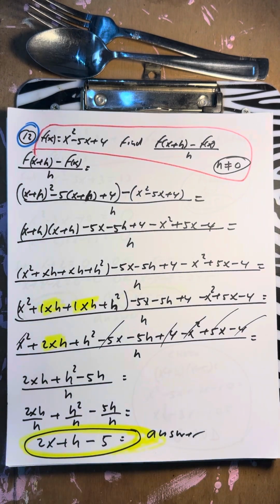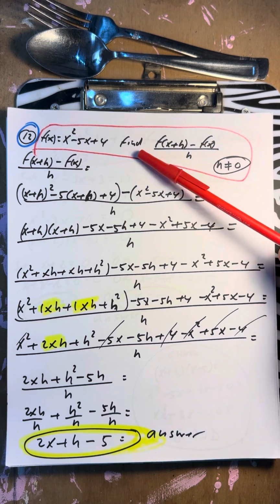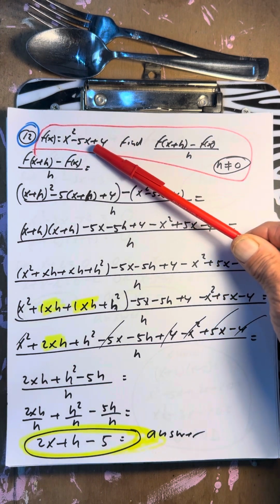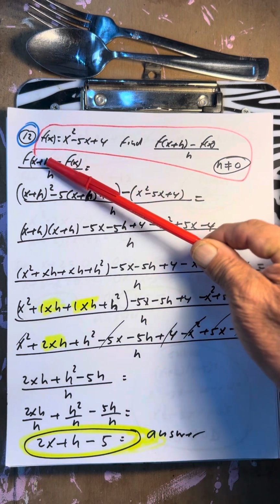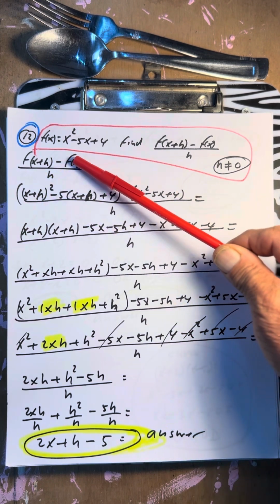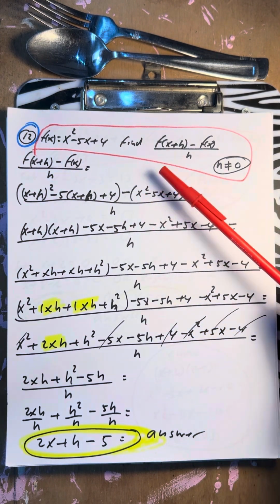Okay. Number 12. Find the difference quotient. That's what this is called. All right, so f of x is x squared minus 5x plus 4. So now f of x plus h minus f of x over h. Substitute in. f of x is just the original problem, the old one.